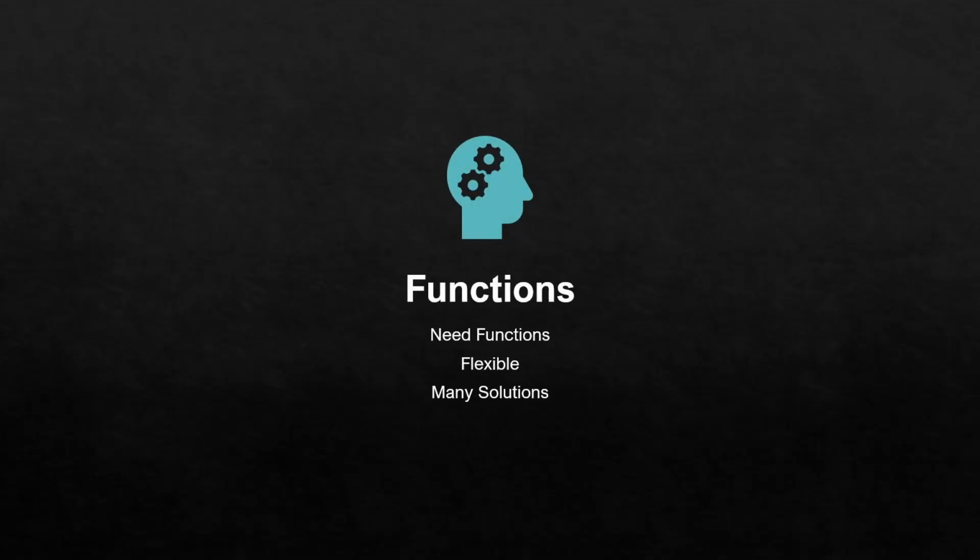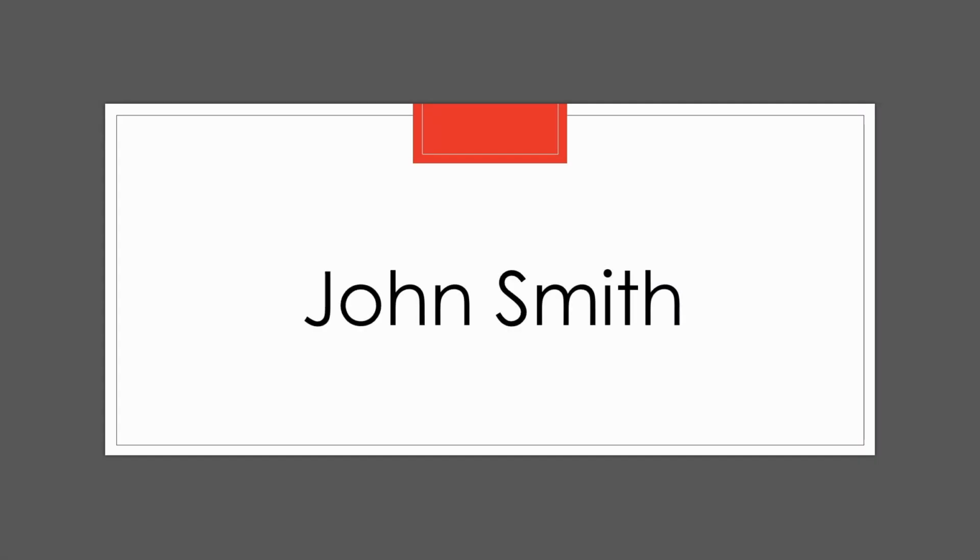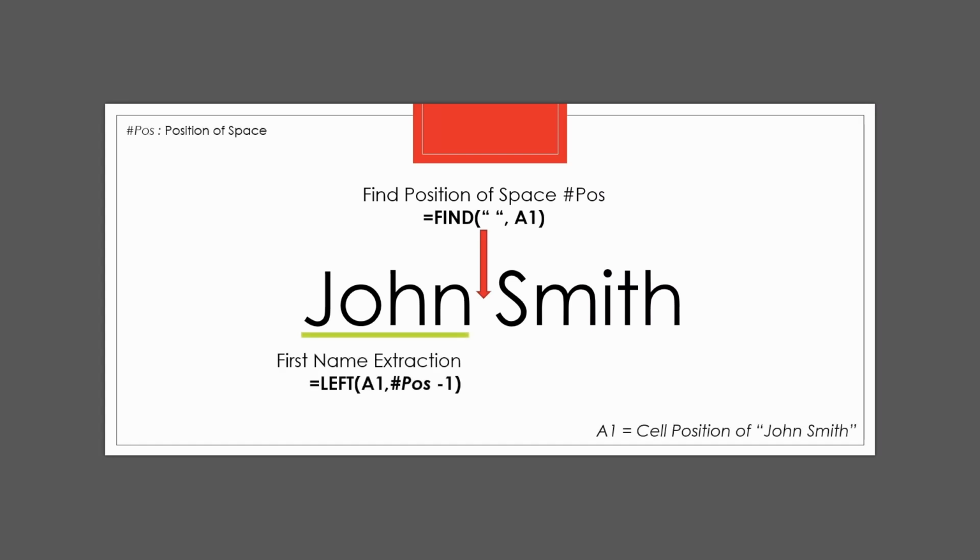For the function approach, we need to understand the logic. To extract the first name, we have to find the position of the space in the name first. After that, we can use the LEFT function to extract the first name by using the position of space -1 as the number of characters you want from the start of the text.